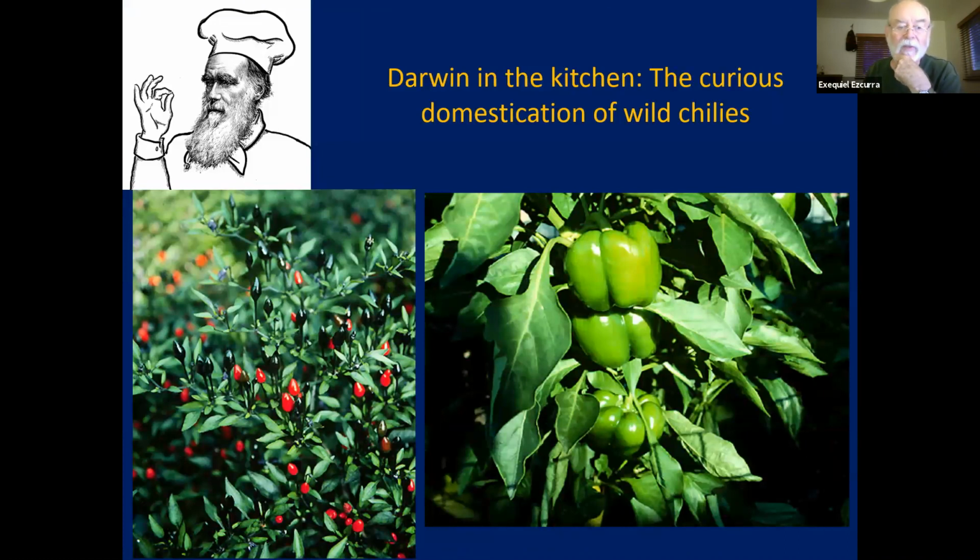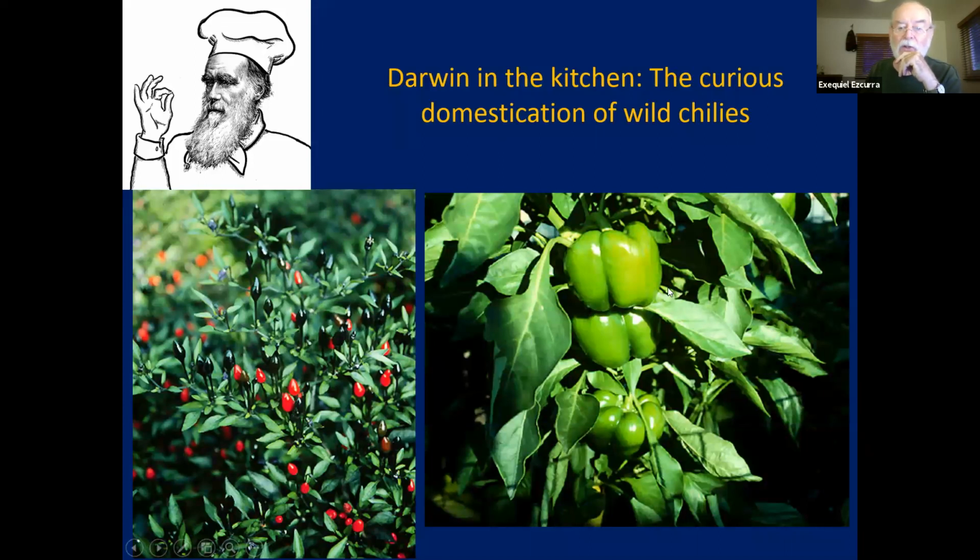chilies. The story of chilies is quite interesting. Wild chilies, if you see chilies in the wild, non-cultivated chilies, the fruit is always standing upright. And it's green, it's not very visible until it's perfectly ripe. The seeds are ready for dispersal, and then it turns red. So these are wild chilies.